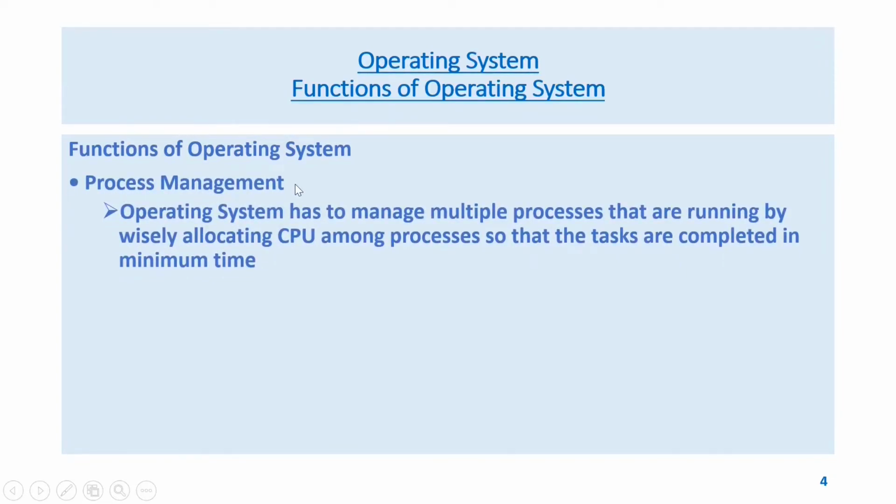Process management function. Operating system has to manage multiple processes that are running by wisely allocating CPU among processes so that the tasks are completed in minimum time. So when multiple processes are running, the CPU time has to be allocated wisely by the operating system. So this is the process management function that operating system performs so that the tasks are completed in minimum time.